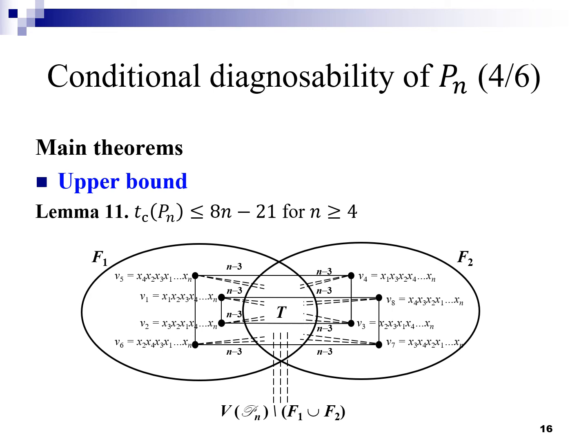So if these two indistinguishable fault sets are found and each of their sizes is n minus 20, then by definition we can realize that the conditional diagnosability of Pn is at most n minus 21. So here we can complete the upper bound part of this lemma.